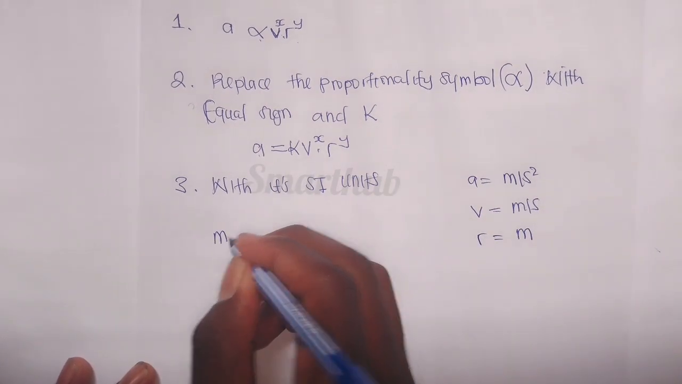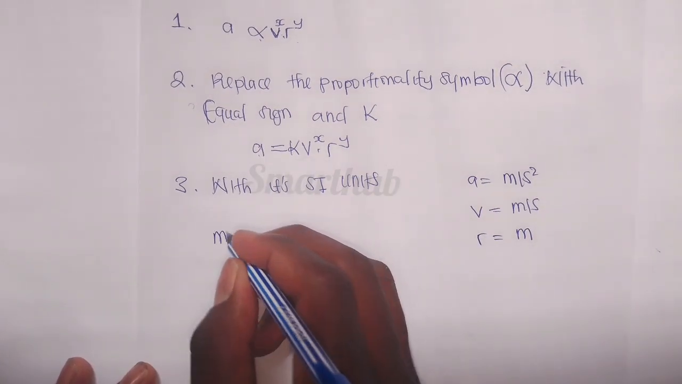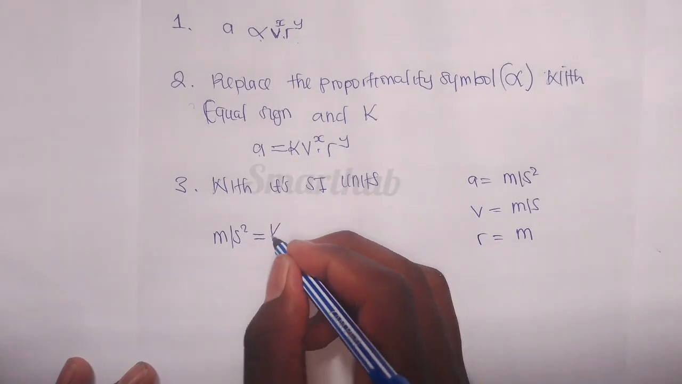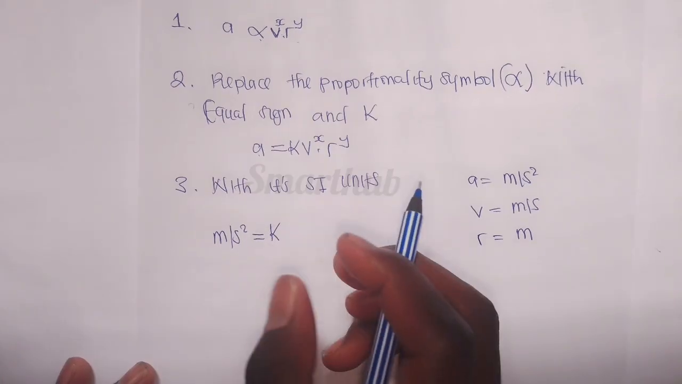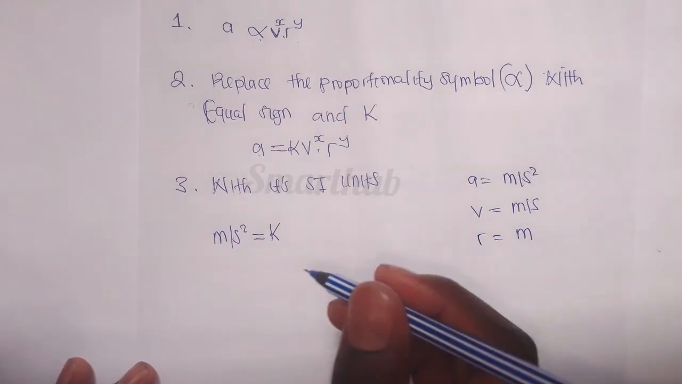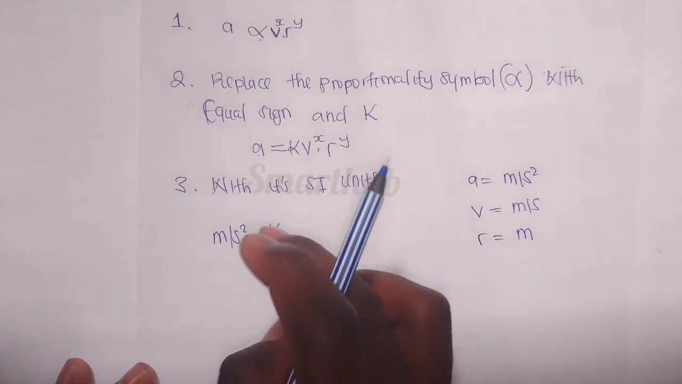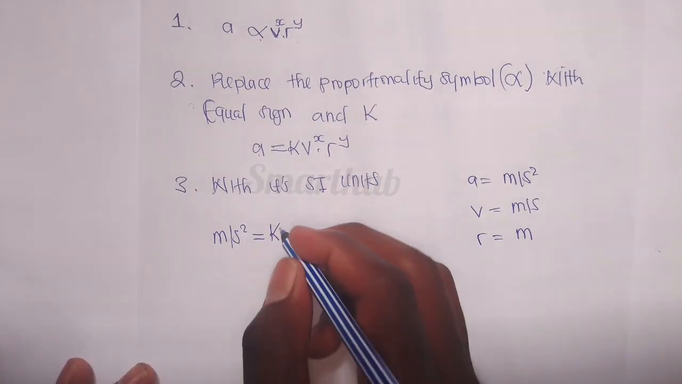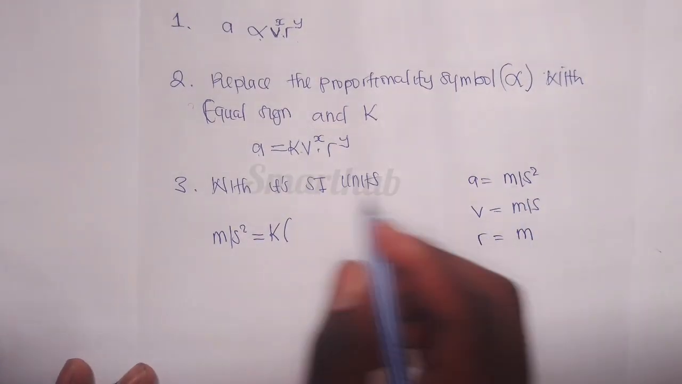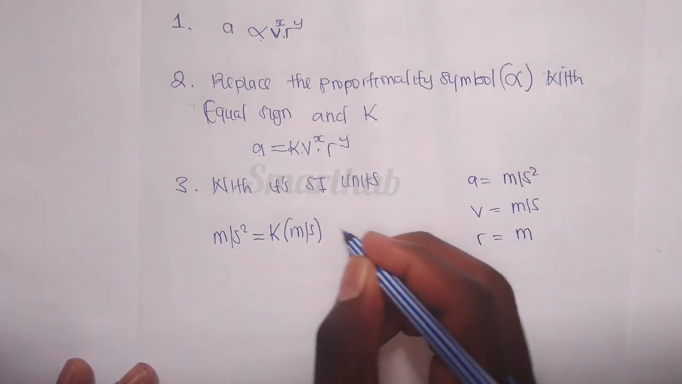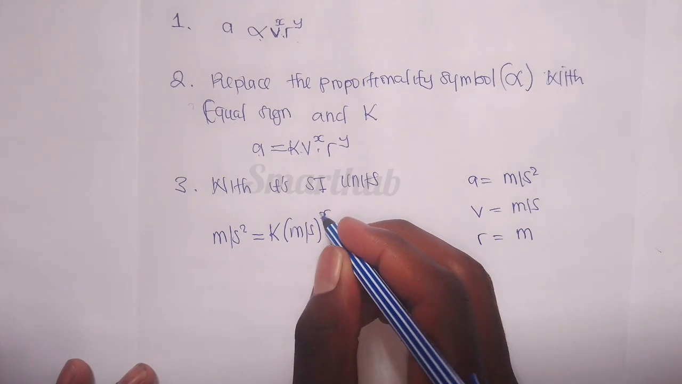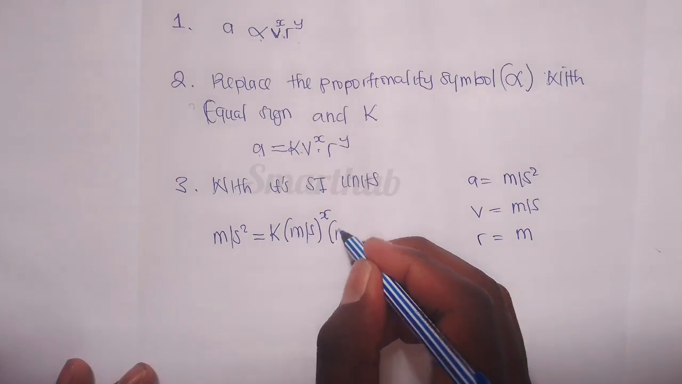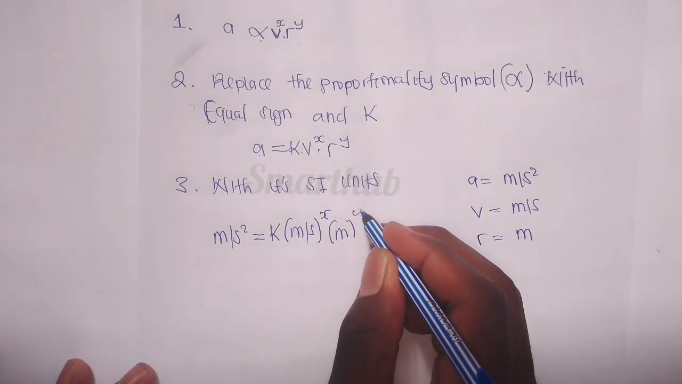So we are going to replace where there is acceleration with meters per second squared, which is equal to k, a constant, still unknown. Like we said, dimension analysis does not give the value of the constant k. So you open the brackets, velocity meters per second, don't forget the power x, you again open radius meters, don't forget the power y.